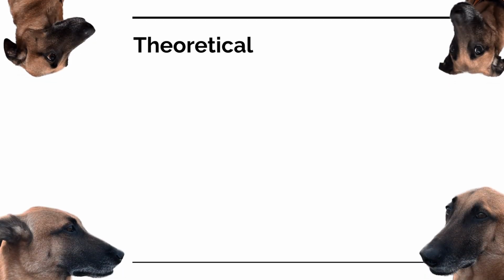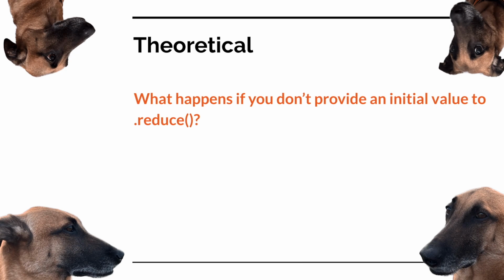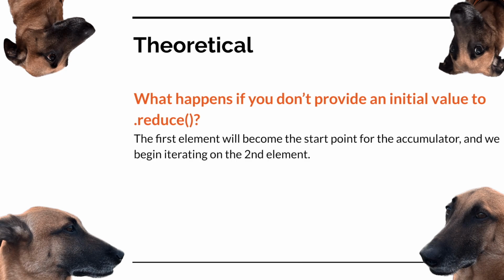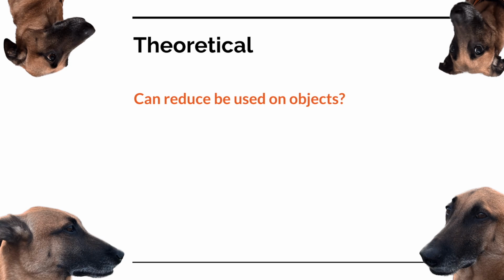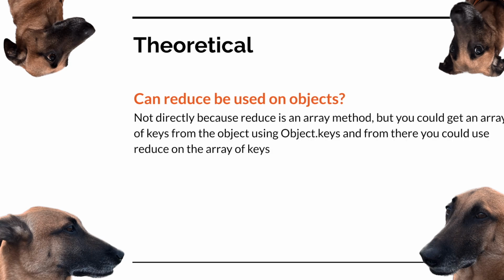So, what happens if you don't provide an initial value to reduce? Well, the first element will become the start point for the accumulator, and we begin iterating on the second element. Can reduce be used on objects? So, not directly, because reduce is an array method, but you could get an array of keys from the object using Object.keys, and from there you could use reduce on the array of keys.